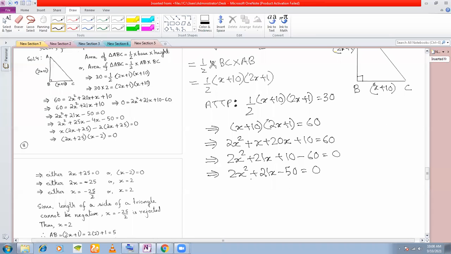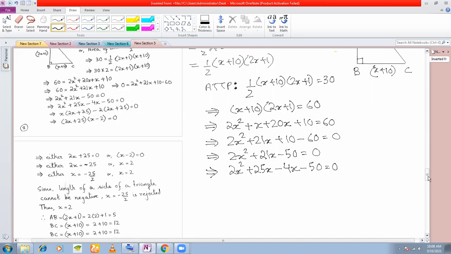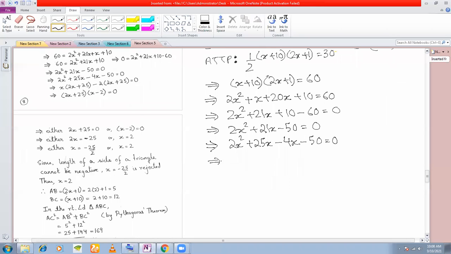Fine. Now we can solve this by factorization. To factorize the trinomial on the left hand side, what are the factors? 25 and 4, plus 25 and minus 4. Right? Any question here? Everyone knows trinomial factorization. Anyone who doesn't know trinomial factorization? All know.